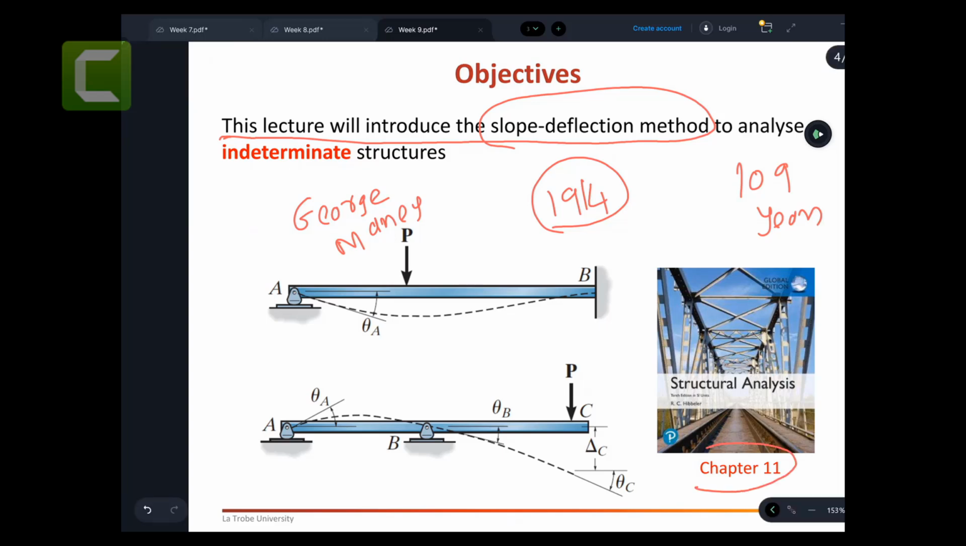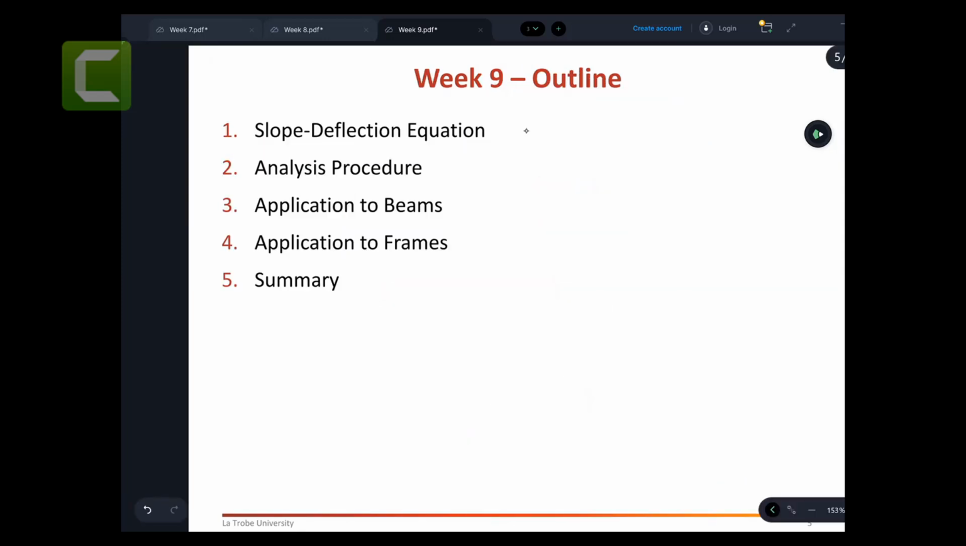If you need more information, you can use our library to see our books, and in chapter 11 you can find these methods in detail in our recommended books. But if you attend my lectures and workshops, and go through the lecture notes, you are pretty set to go for these methods. If you are keen to get some extra information, you are welcome to collect it from chapter 11. Today's lecture, we are going to introduce the slope deflection equations. I will give you the step-by-step analysis procedures, we solve a couple of examples, and we finally summarize our lecture in 2 hours' time.